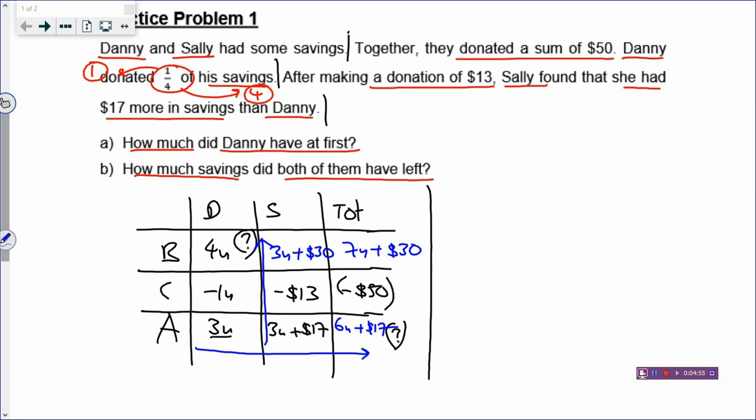All right, now what else can we do? If you look carefully, can you see how much is 1 unit?